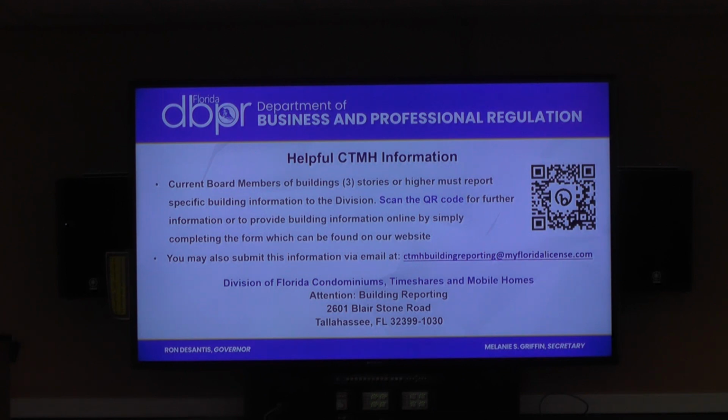The Florida legislature enacts a new requirement for structural inspection for buildings three stories or higher to report to the Division a Building Report on or before January 1st, 2023.